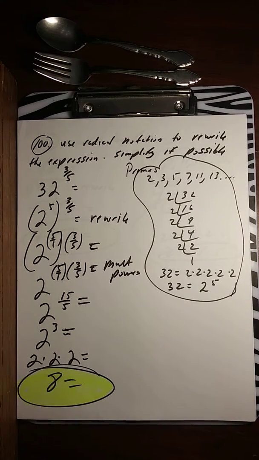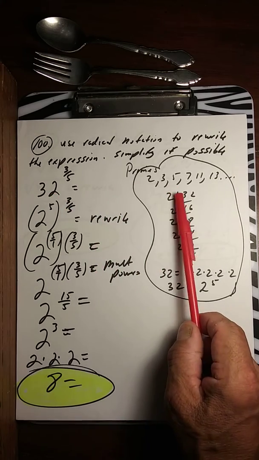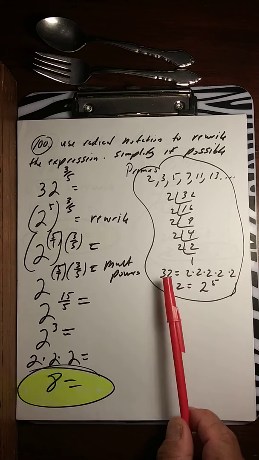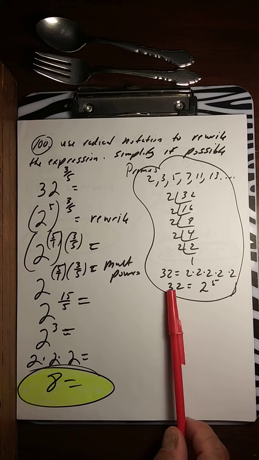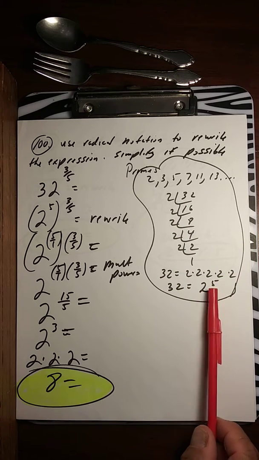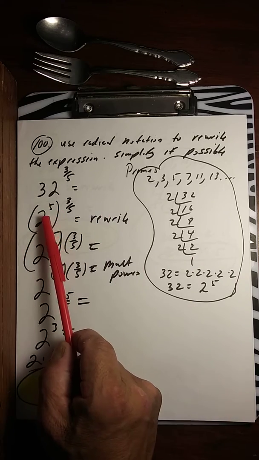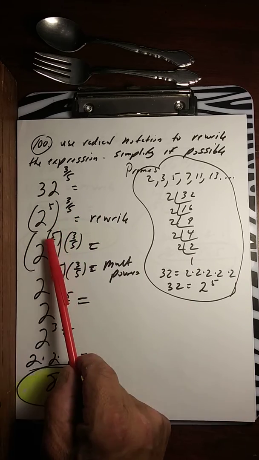Use radical notation to rewrite the expression, simplify as much as possible. Let's do the prime numbers first. 2 divides that, 2 divides that, 2 divides that. So 32 is 2 times 2 times 2 times 2 times 2, or 2 to the 5th power. So we replace it, rewrite it. 2 to the 5th power goes in there for 32.